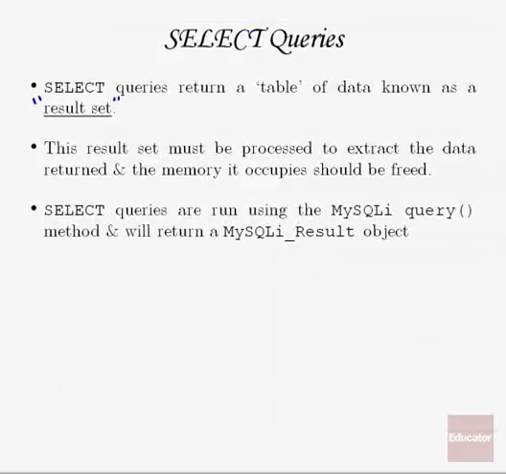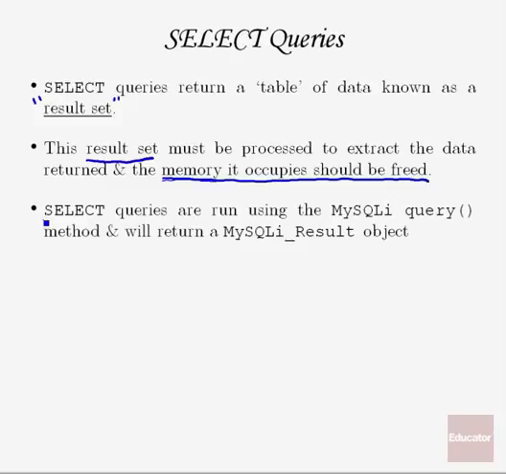So the result set that we get returned needs to be processed to extract whatever data we want. And then the memory that result set occupies should be freed. So for example, maybe we run a select query that returns 1,000 items from our database. Let's say you have this huge store. Well, that occupies memory on the server, so you want to be able to free that memory up. And we're going to talk a little bit about that in the last slide of the lesson.